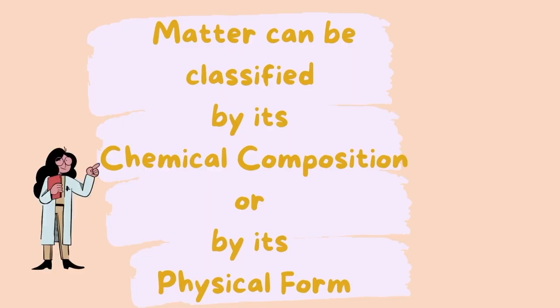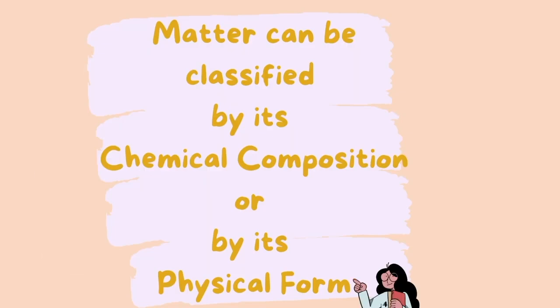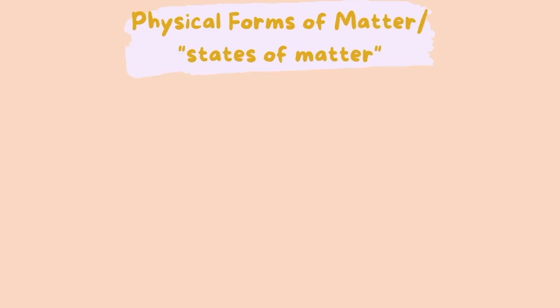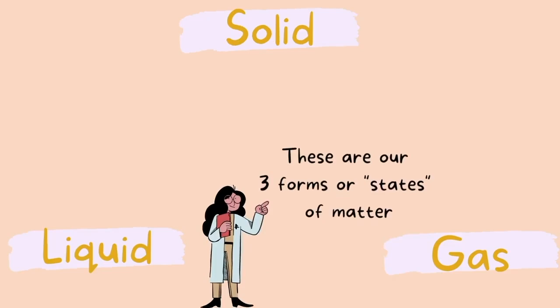Matter can be classified by its chemical composition, but also by its physical form. Physical form of matter is also called states of matter. I just like to use the word forms because I think it is a better interpretation of the concept. These are our three forms of matter, or states of matter: solid, liquid, and gas.